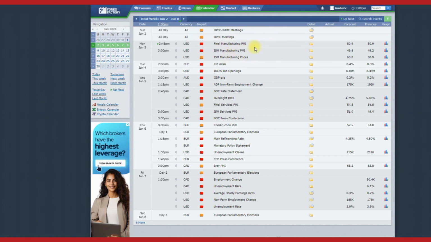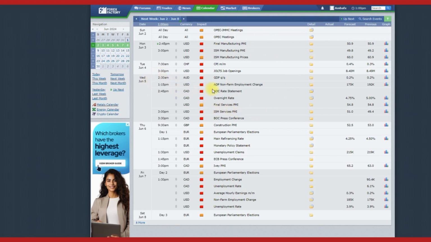So take note of what will be dropped here. The previous one is 50.9, and the forecast remained 50.9. So let's wait for the actual and see what they will drop here. And on Tuesday we have the CPI from the Swiss franc, and then job openings from the US dollar. Monday to Friday, I think we are going to see news from the US dollar. So expect high volatility from that, from the DXY, and from the US dollar pairs next week.